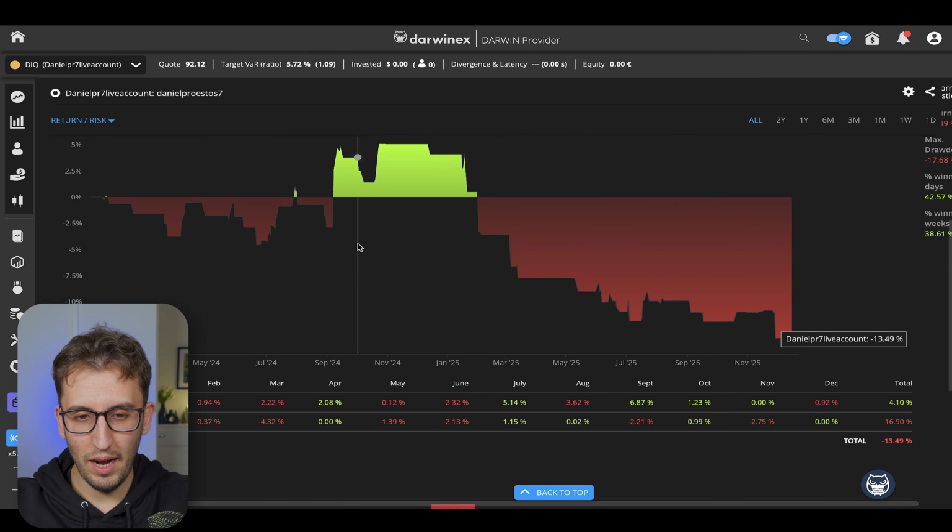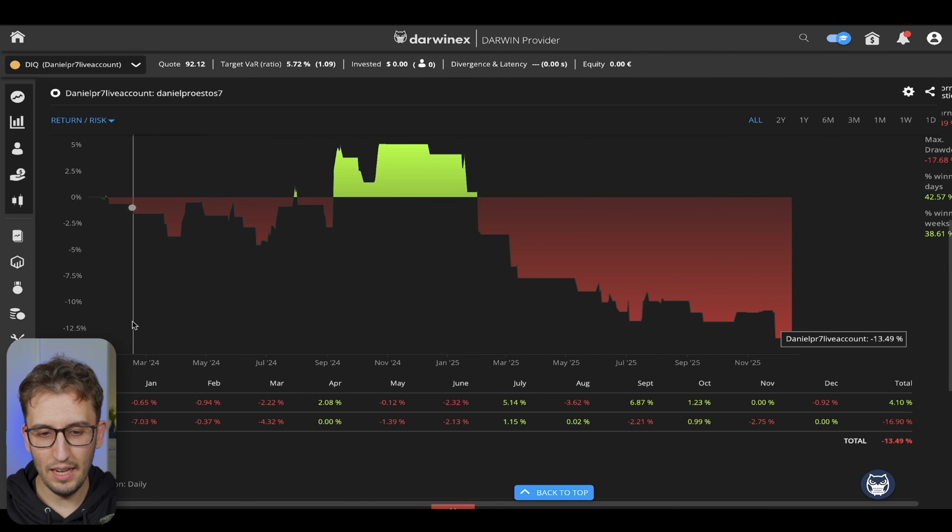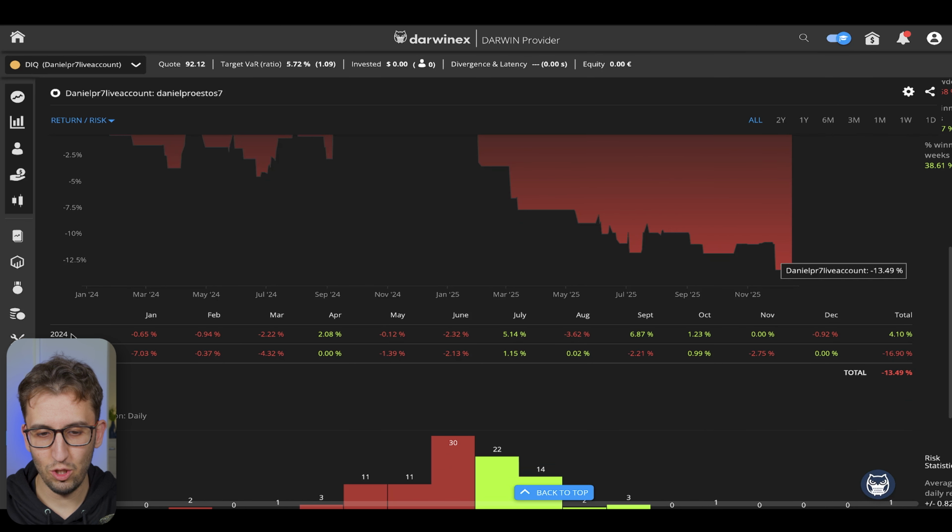I almost didn't want to publish this, but here's my trading results for 2025. So I'm logged into my Darwinex dashboard, and that's how I've been recording my track record since 2024.